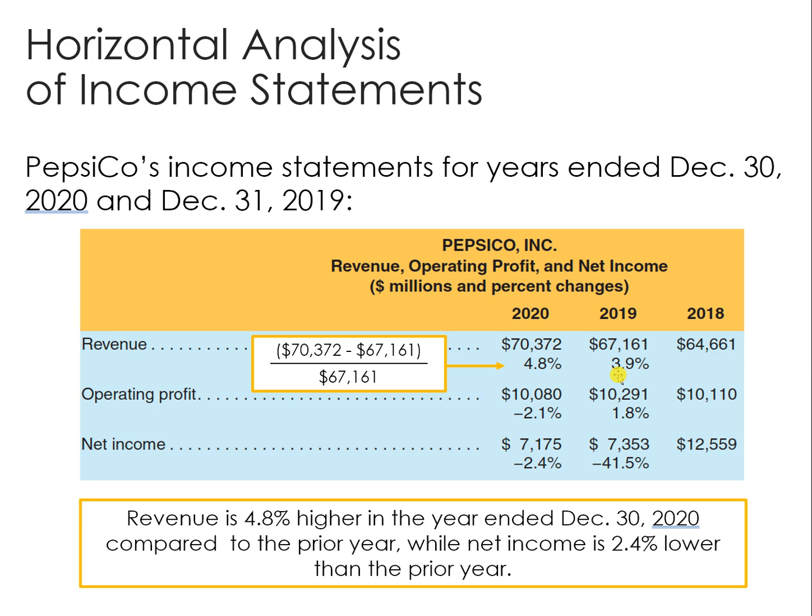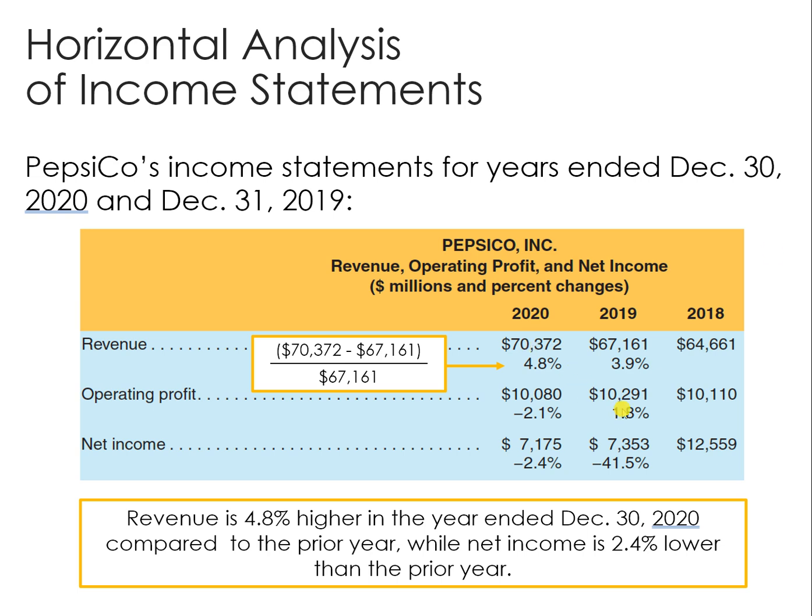So basically from 2019 to 2020, revenue has increased. So the 2020 revenue less 2019 revenue divided by 2019 revenues is going to give us a 4.8% revenue increase. And if we do the same thing, we find the increase was 3.9% from 2018 to 2019, right? So you can see the revenue increase has accelerated, which is good.